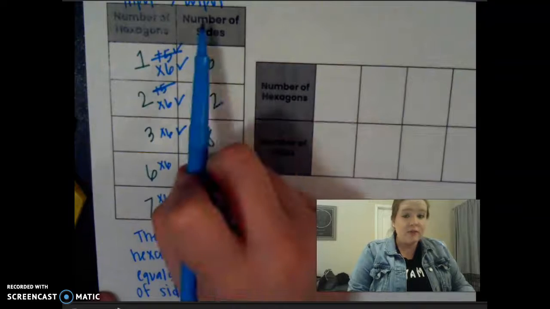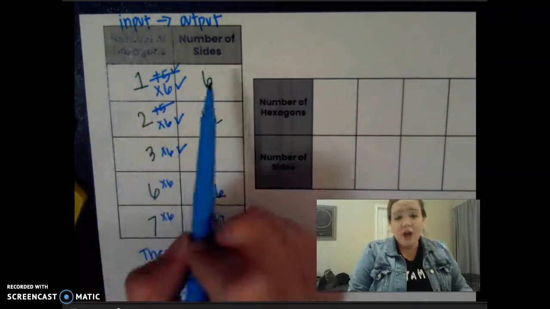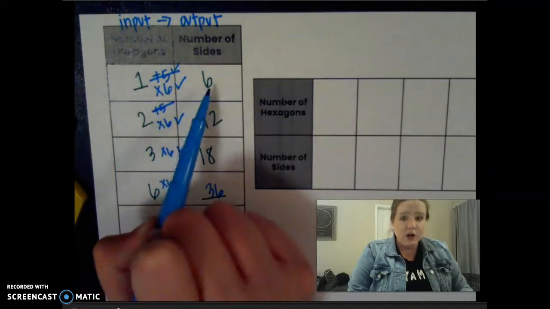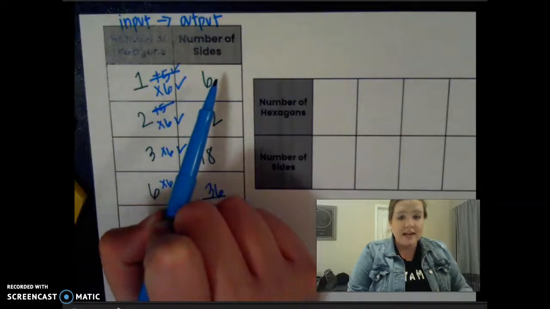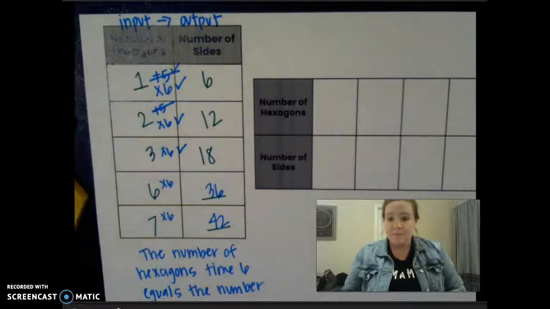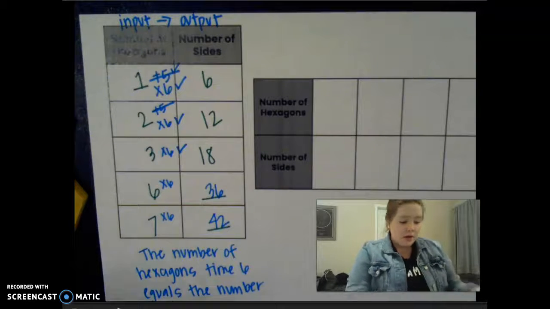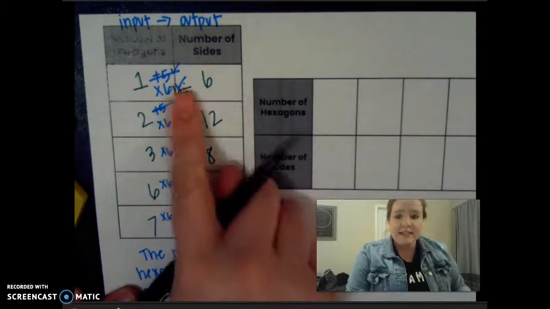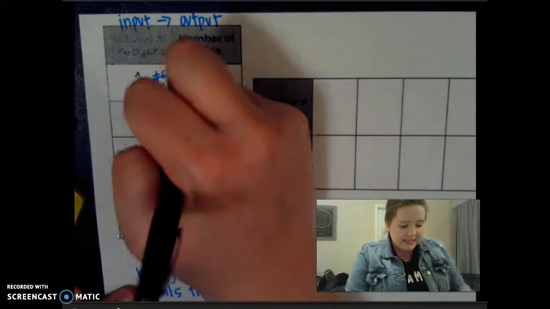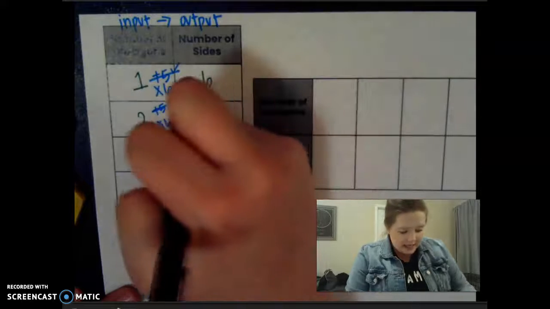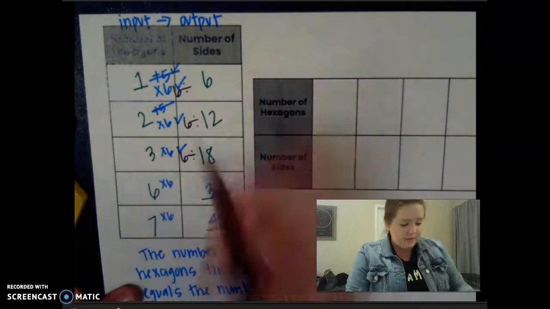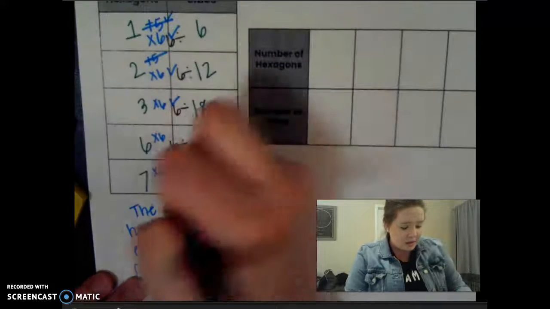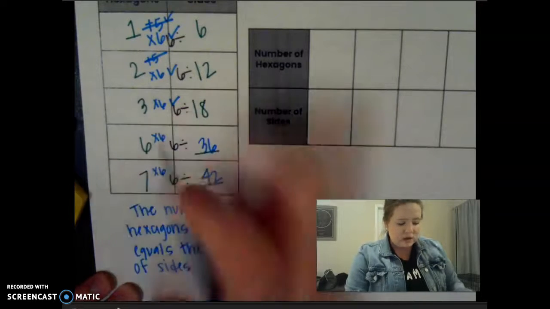Now, if you wanted to go from the output to the input, you would just be doing the opposite operation. Okay? So if we're multiplying 1 times 6 here, what is the opposite of multiplying times 6? Good. The opposite is dividing by 6. So 6 divided by 6 equals 1. 12 divided by 6 equals 2. 18 divided by 6 equals 3. 36 divided by 6 equals 6. And 42 divided by 6 equals 7.